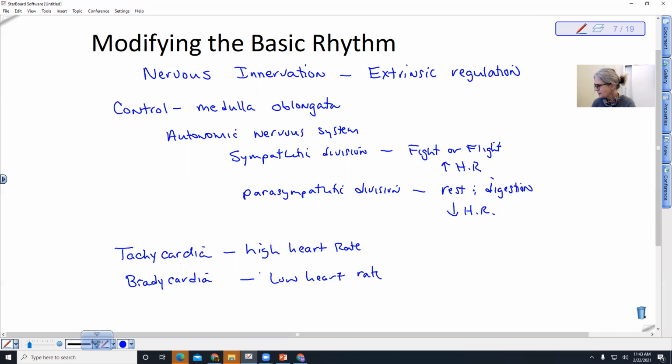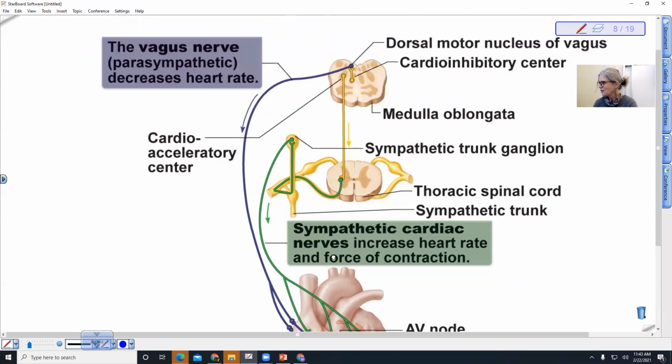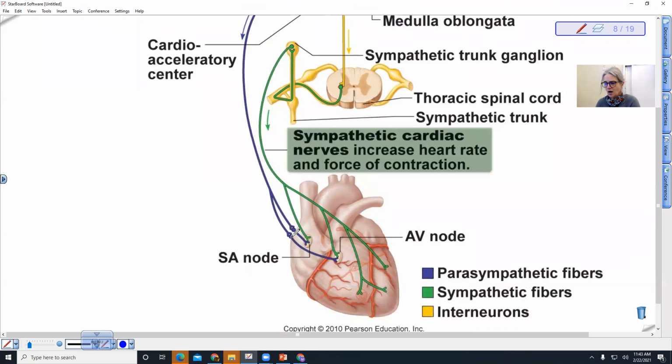Okay, so let's look at this innervation. Notice that they both innervate the SA node and the AV node. When we look at the parasympathetic, it is the vagus nerve. You might have heard of vagal nerve stimulation, right? What can you do to stimulate your parasympathetic nervous system so you're less stressed out all the time? So that's the vagus nerve, and it is going to decrease heart rate. It's going to slow down your heart rate.